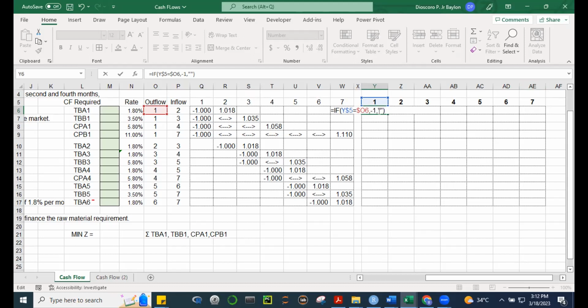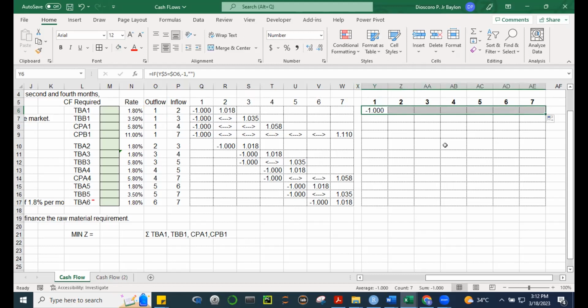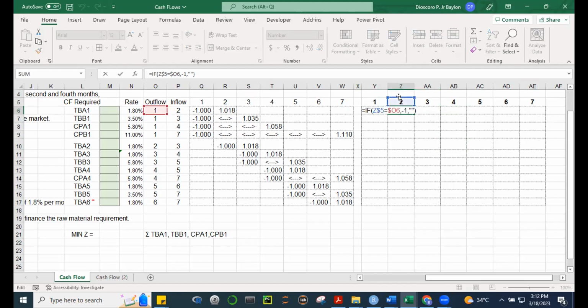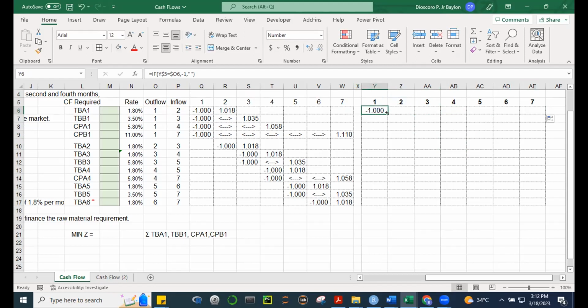-1, and then if they're not equal, then it should not give us any value. Enter. So this is -1. I'm going to copy it to the right. Notice nothing here. Nothing here. Because as far as comparing, for example, this one, comparing month 2 with this outflow here, they're not the same. Therefore, we're not getting any value there. If I copy it down, okay, and then copy to the right, copy everything, see?